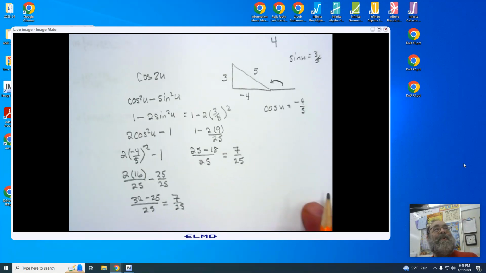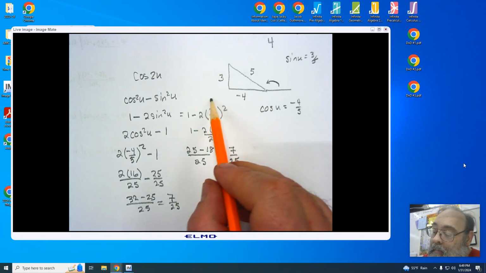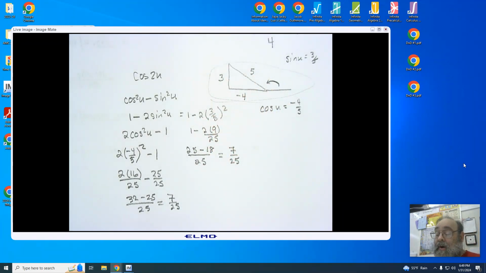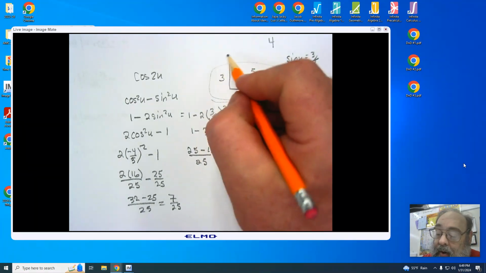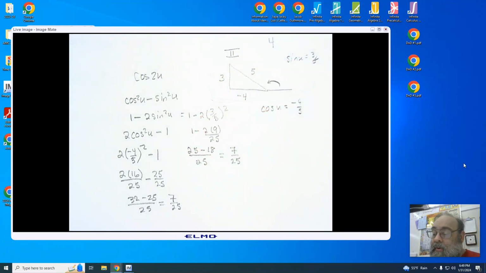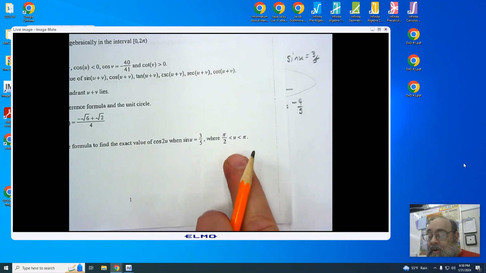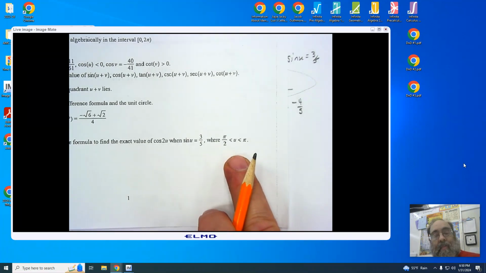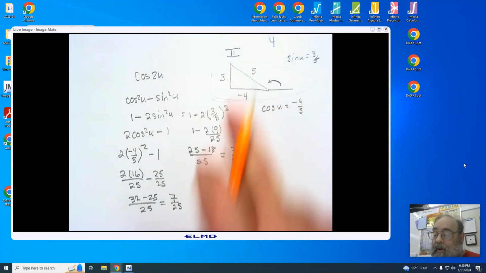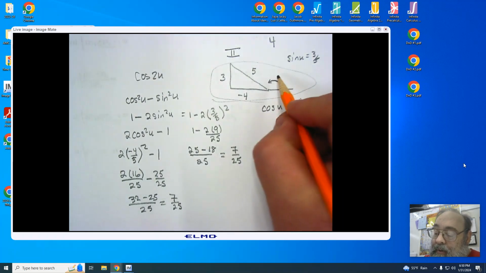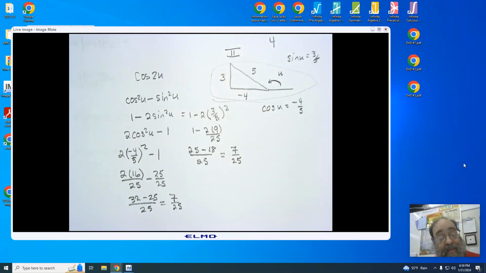You get to choose. Just remember, you have to go back to the unit circle, or to the reference triangle in quadrant 2 that was identified in the problem, where u is between pi over 2 and pi, the second quadrant. Once again, here's u. This has been the first part of practice test number 2, and tomorrow I will be doing numbers 10 through 15 in part 2.